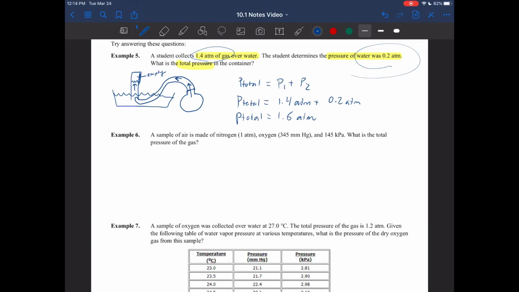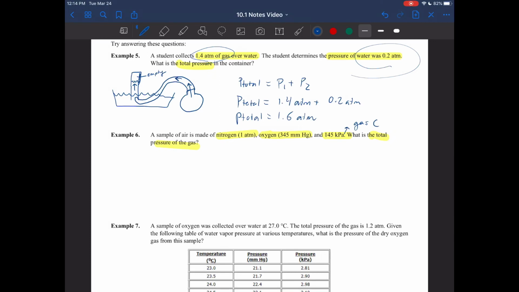Okay, another way that this problem can be asked in a somewhat harder way is they give you all these pressures. Okay, we have pressure of nitrogen, 1 atmosphere, pressure of oxygen, 345 millimeters of mercury, and then 145 kilopascals of, I don't know, let's call it gas C. I'm assuming this problem is missing some sort of gas there. Now we're being asked for the total pressure of the gas.